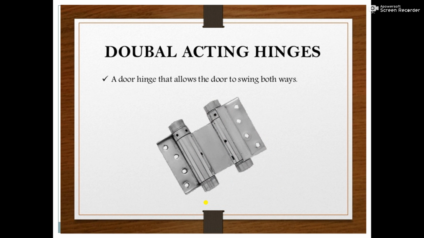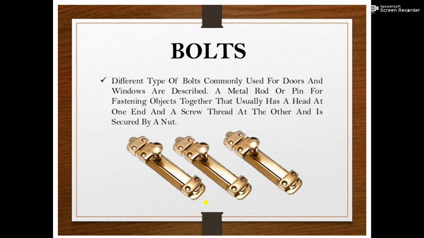Then the double acting hinges are also available in the market. Then the bolts, the next fixture. The different types of bolts commonly used for doors and windows are described here. A metal rod, a pin for fastening objects together, usually has a head at one end and a screw head at the other end secured by a nut.